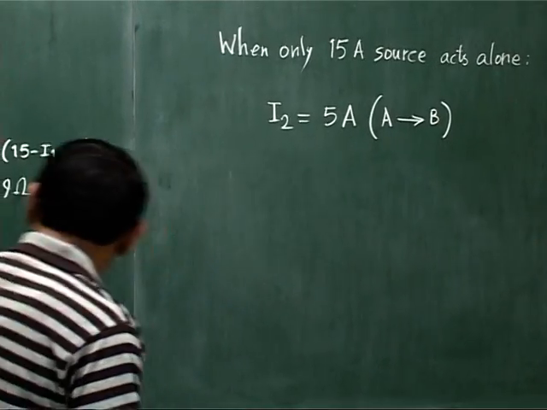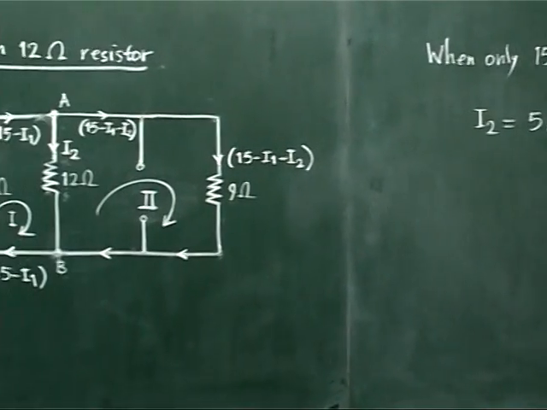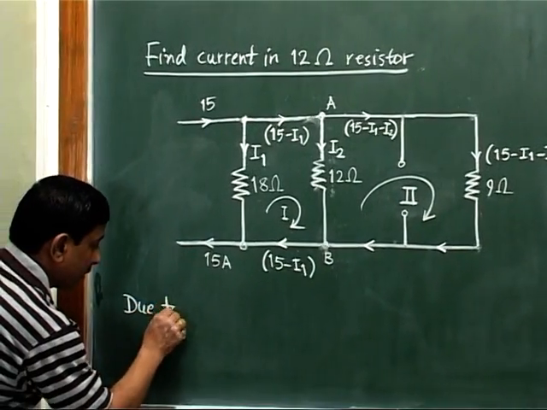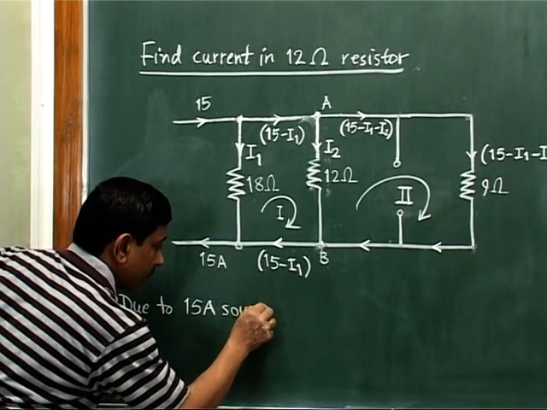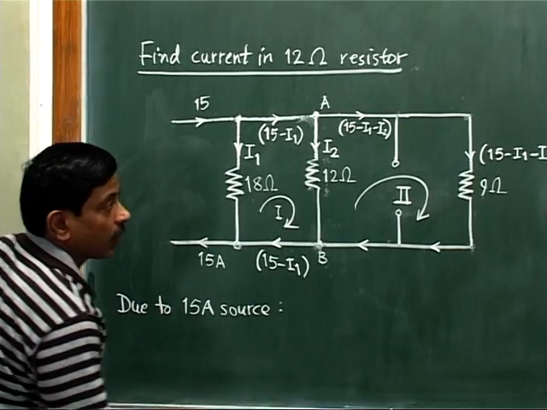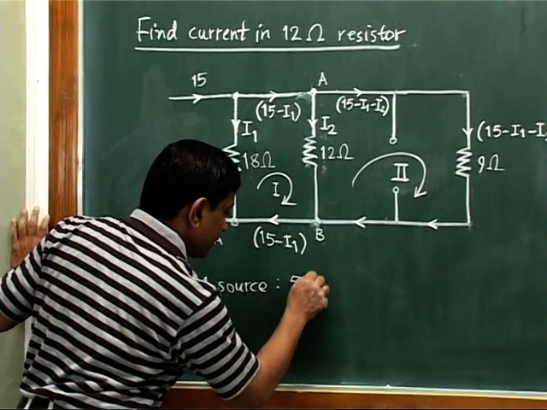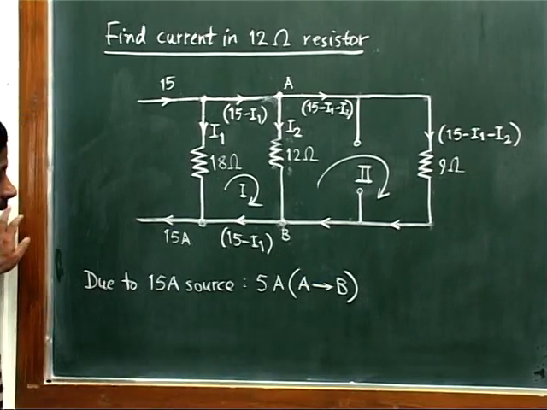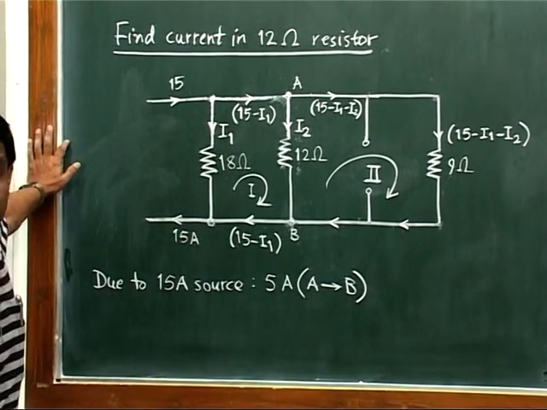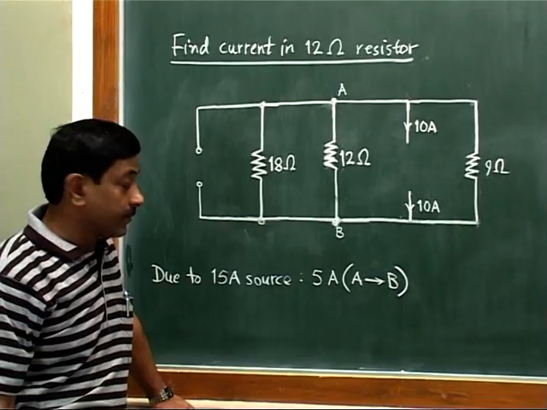So here again we write, due to the 15 ampere source, what is our result? The current in the load resistor is 5 ampere and its direction is from A to B. In a similar manner, we have to do the procedure for the next current source.